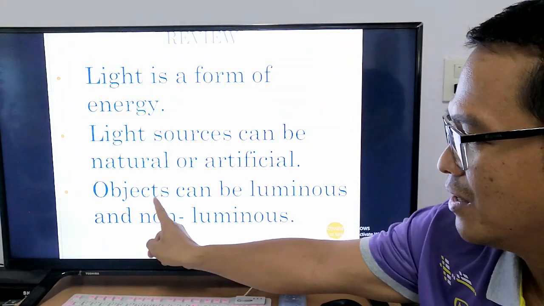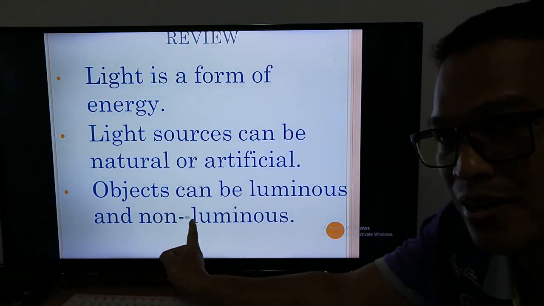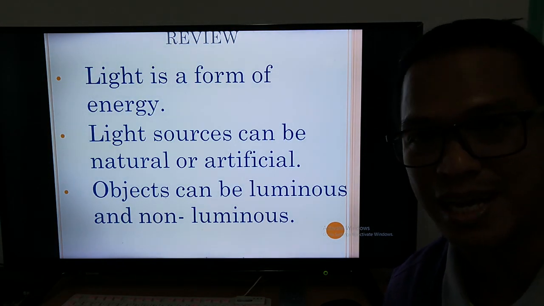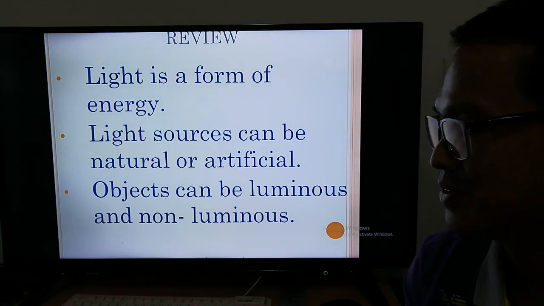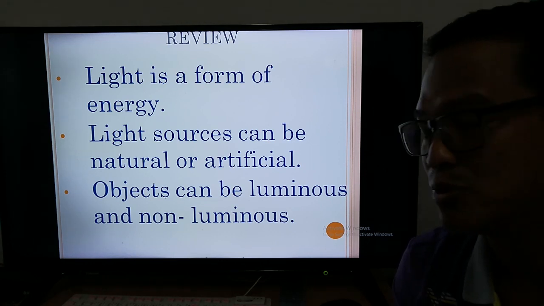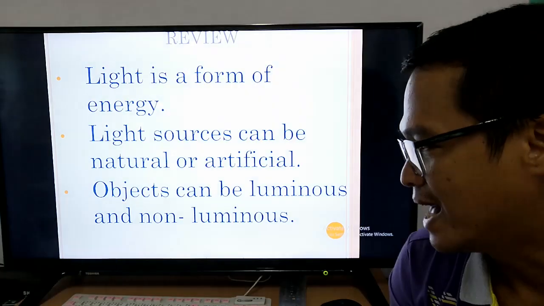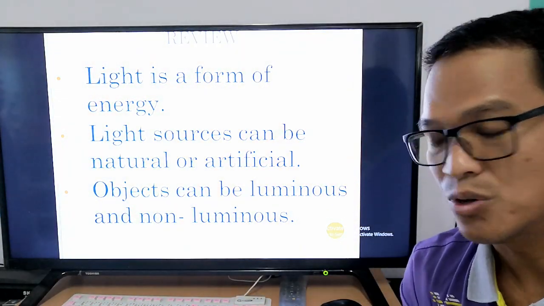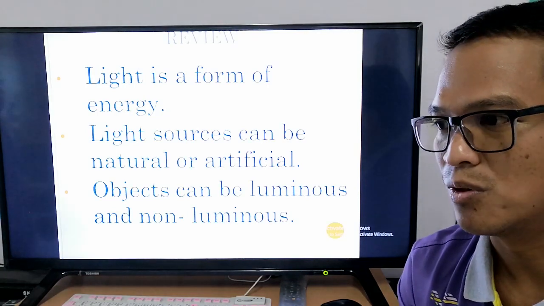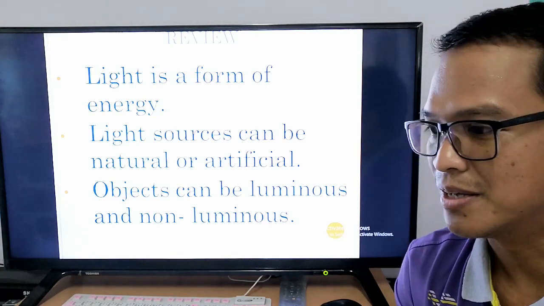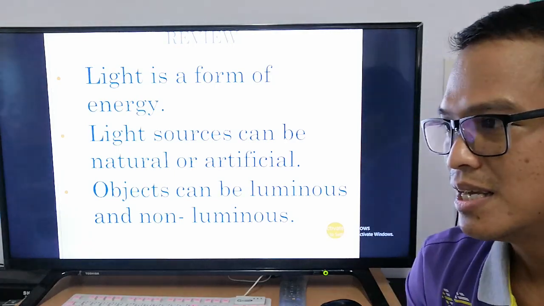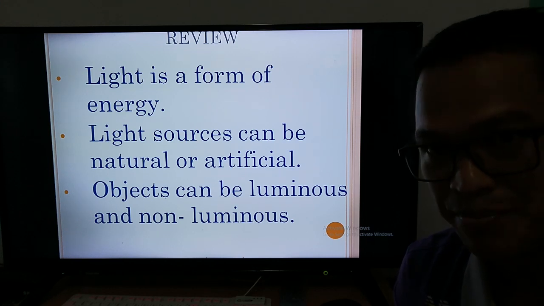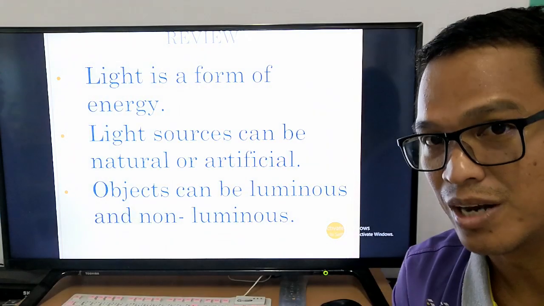And objects can be luminous and non-luminous. Luminous objects are objects that produce light, whether natural or artificial. Non-luminous objects are objects that don't emit light, for example, a rock, a table, a notebook. We need light to see them. They don't emit their own light.